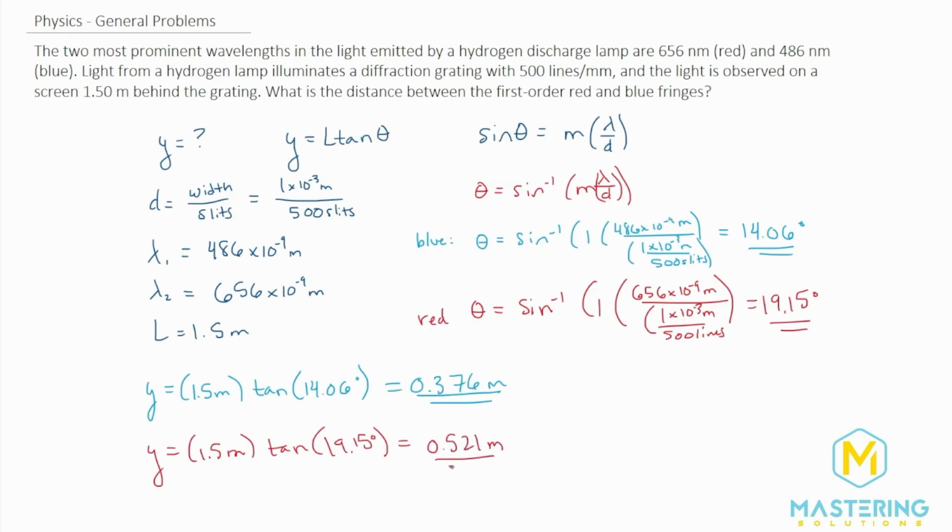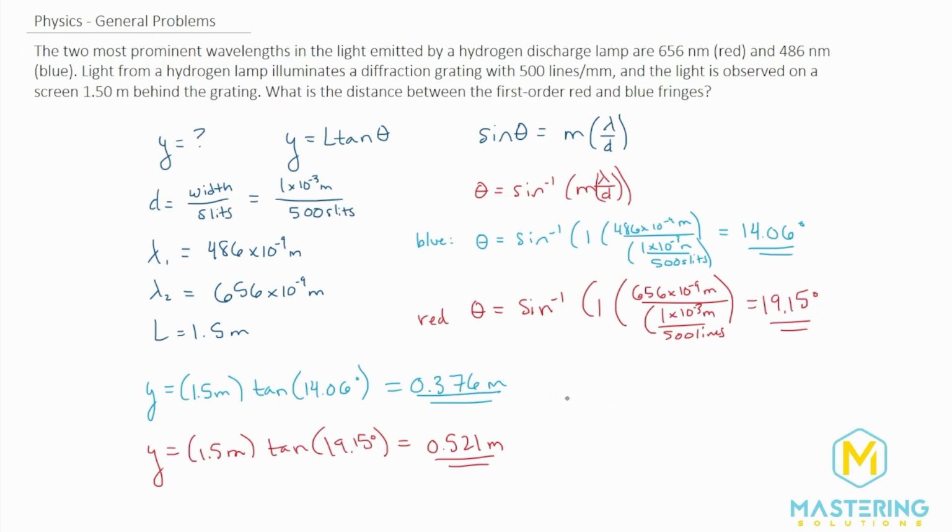So now in the question, what is it we need? We need to figure out the distance between the first order red and blue fringes. The y is from the central max out to the first order blue fringe, and from the central max out to the first order red fringe. We want to find the distance between these two. So we're going to take the difference.